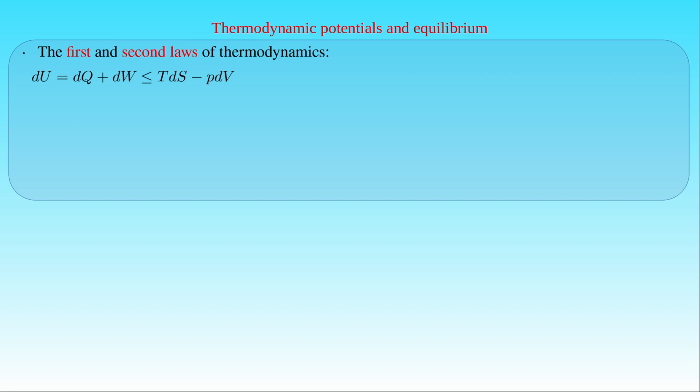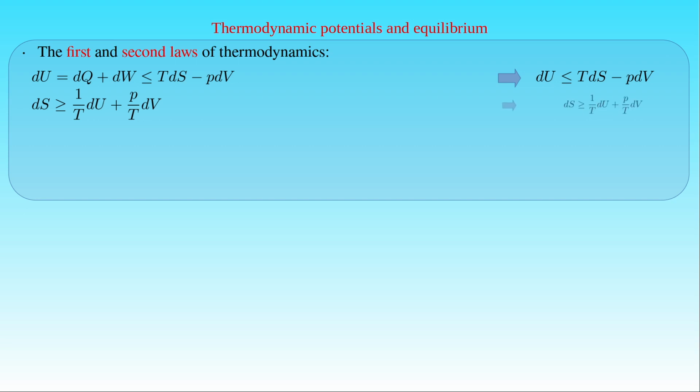Here we assume that only the pressure-volume work is done in the process and no external forces act on the system. Then we obtain our first inequality stating that the differential of the internal energy U is less than or equal to the temperature T times the differential of the entropy S, minus the pressure P times the differential of the volume V. We can also write this inequality in the form where the differential of the entropy S is greater than or equal to 1 over the temperature T times the differential of the internal energy U, plus the pressure P over the temperature T times the differential of the volume V.